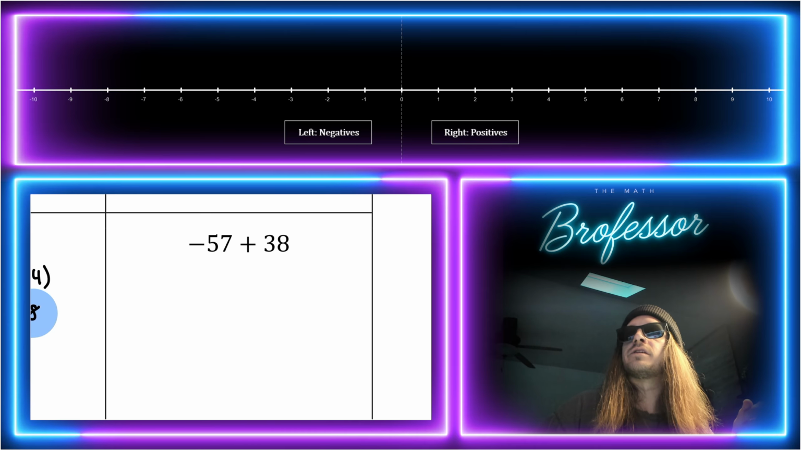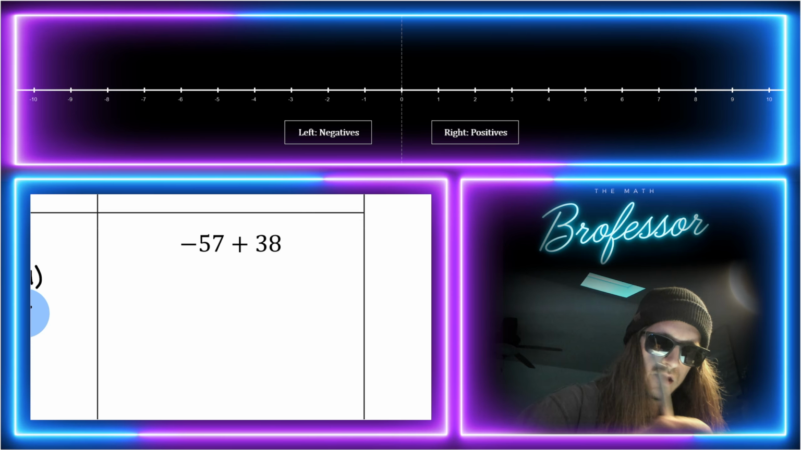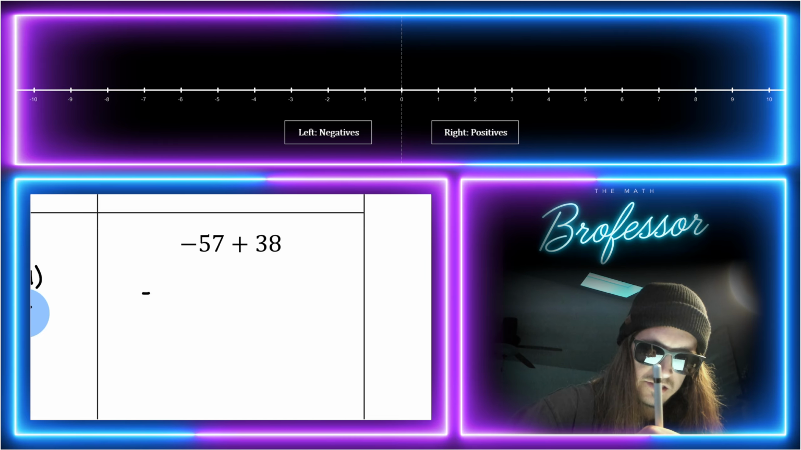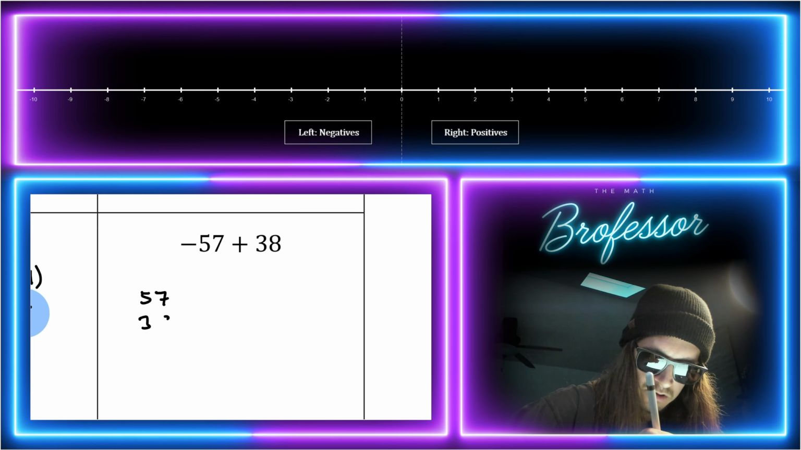And then negative 57 plus 38. This is going to be the opposite of 57 minus 38.